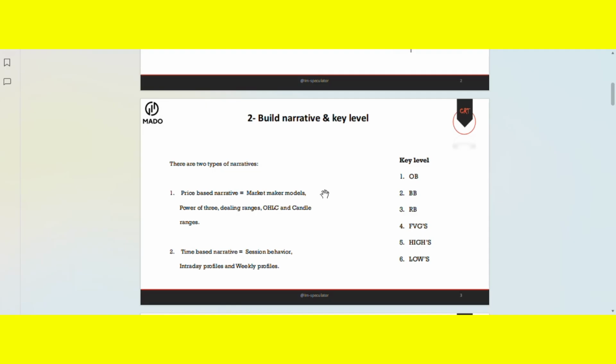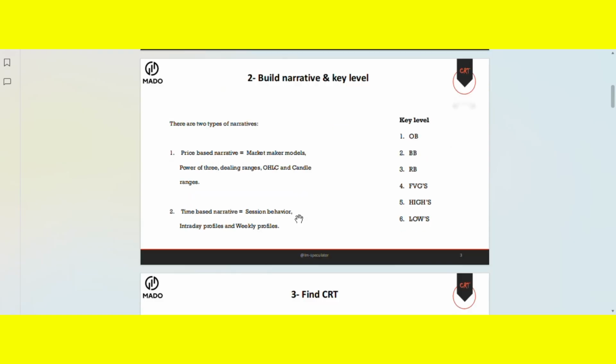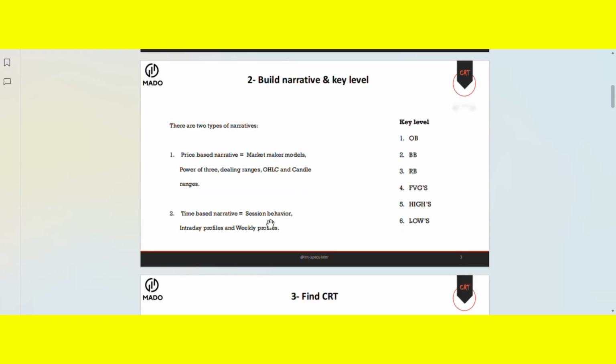So on price narrative, this involves the market maker models, the power of 3, dealing ranges, and also the candle ranges. The second narrative is the time-based narrative. This involves the session behavior, intraday profile, and weekly profile. So we have two narratives. The first was the price-based narrative. The second was the time-based narrative.